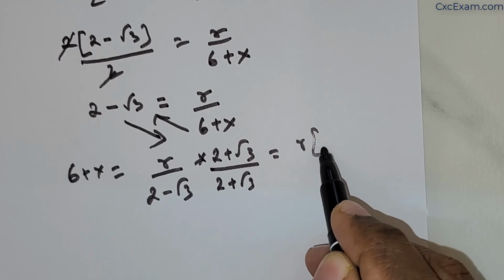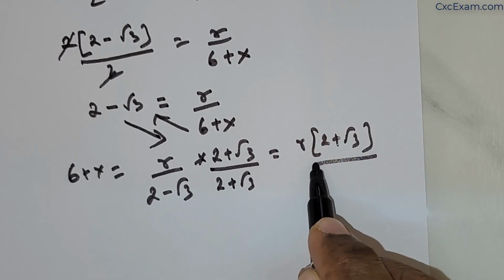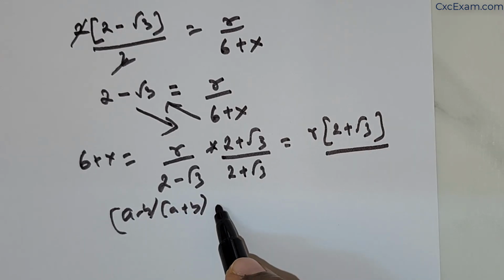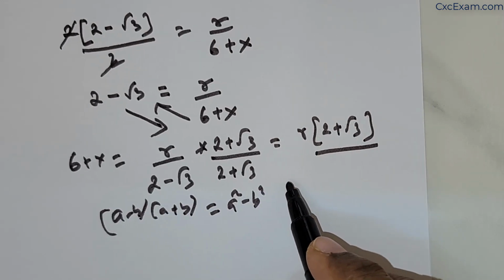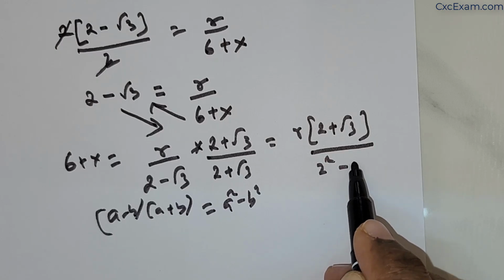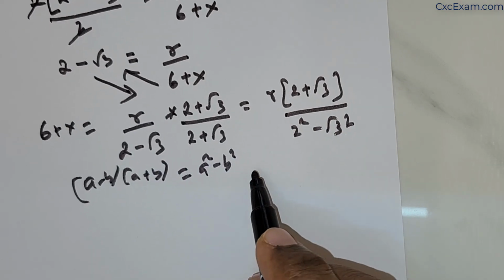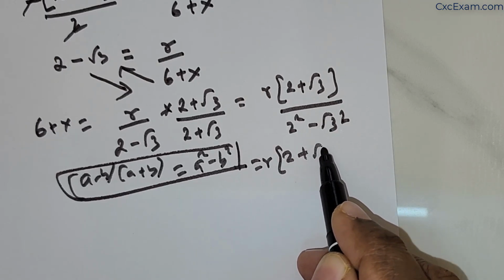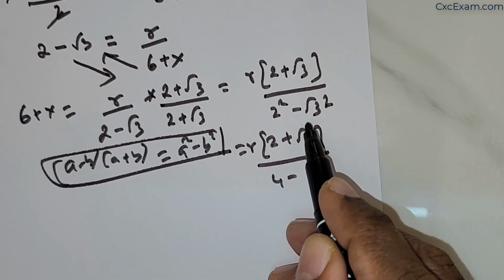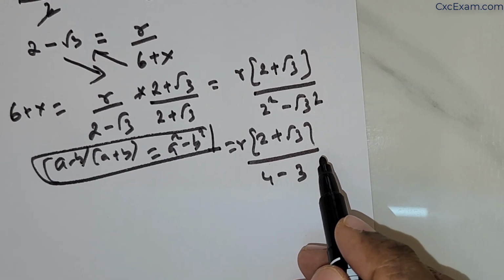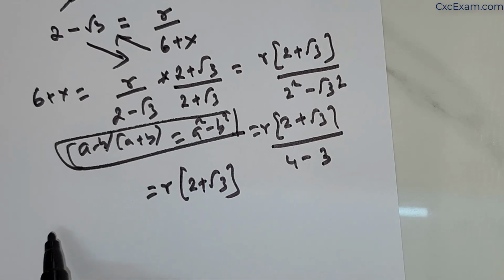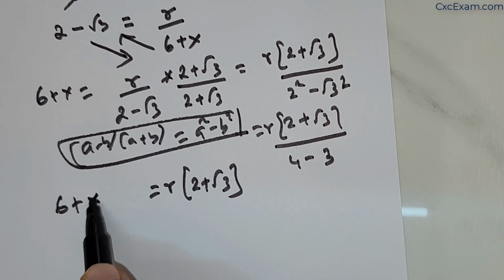So this is going to be r times 2 positive root 3 over, now a negative b times a positive b will give you a squared negative b squared. So 2 squared negative root of 3 squared. So that is going to be r of 2 positive root of 3 divided by 4 negative root of 3 squared, which is going to be 3. So you have r of 2 positive root 3. So this is my 6 positive x.